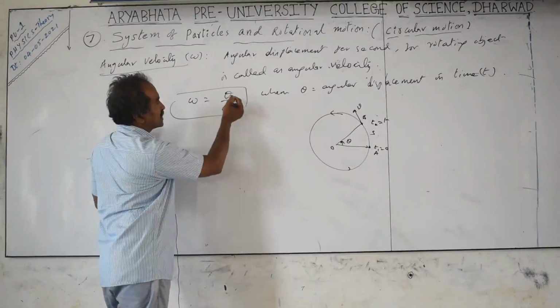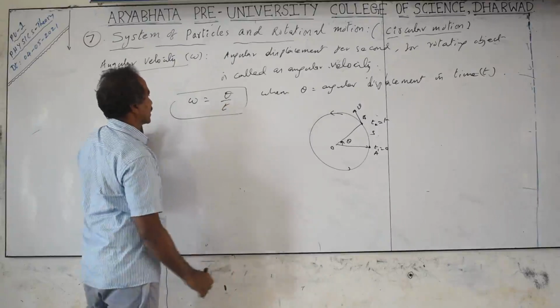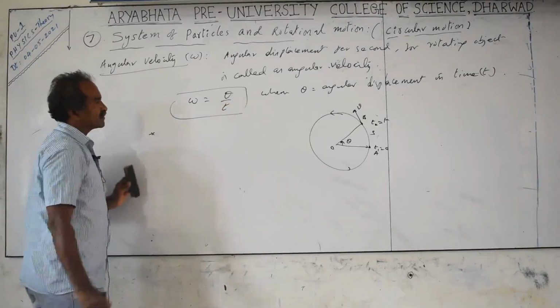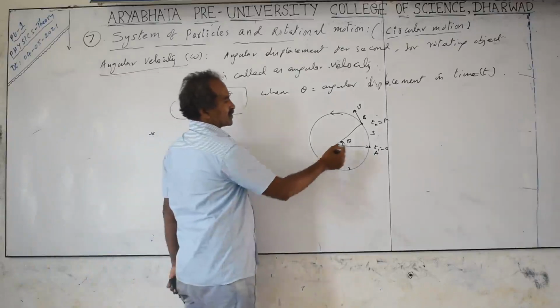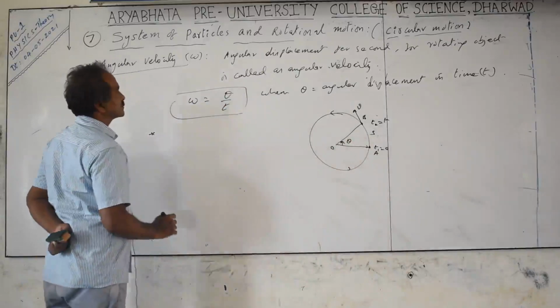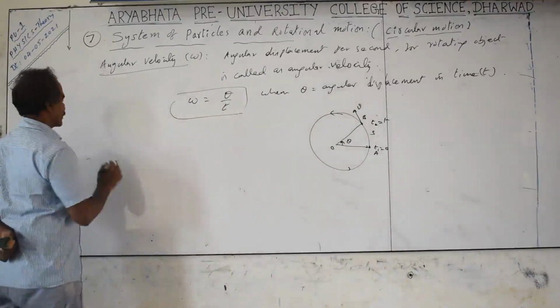The angular displacement is in radians, time is in seconds, so radian per second is the SI unit we can take. We can also take the other relation, theta is equal to s by R. We will take that relation later.